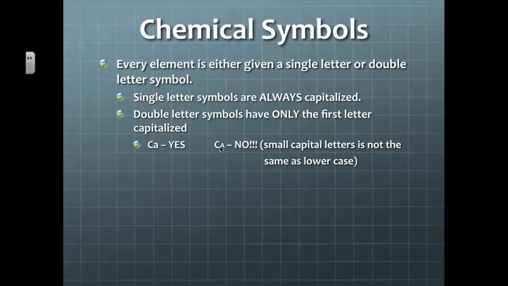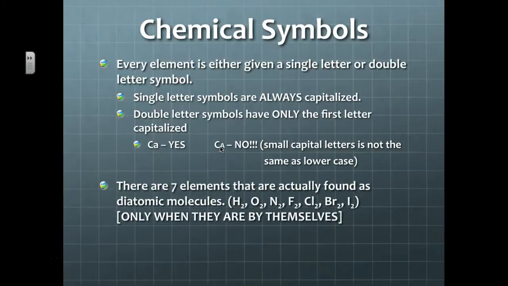Another thing that's pretty important are what are known as diatomics. So these are 7 elements which you have to have memorized. These are 7 elements that are actually found as diatomic molecules. Di, the prefix di, means 2, so 2 atoms. Now this only occurs when these elements are by themselves.